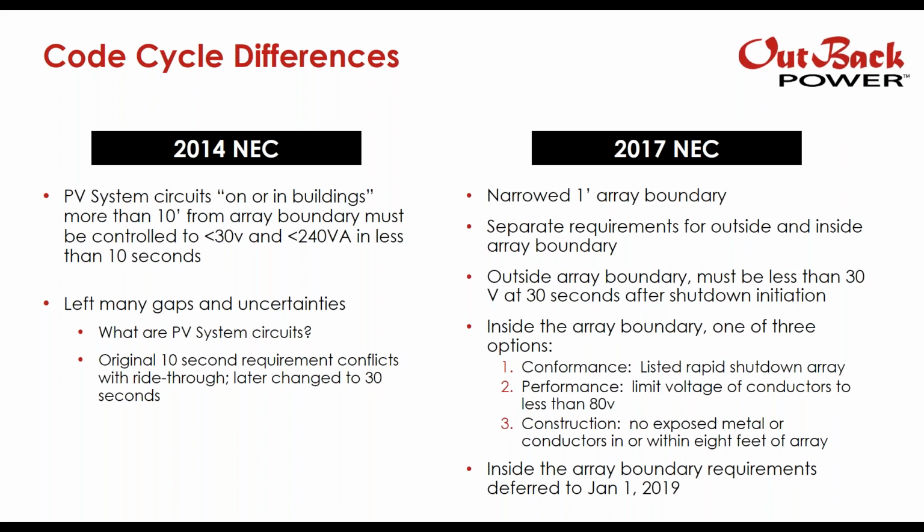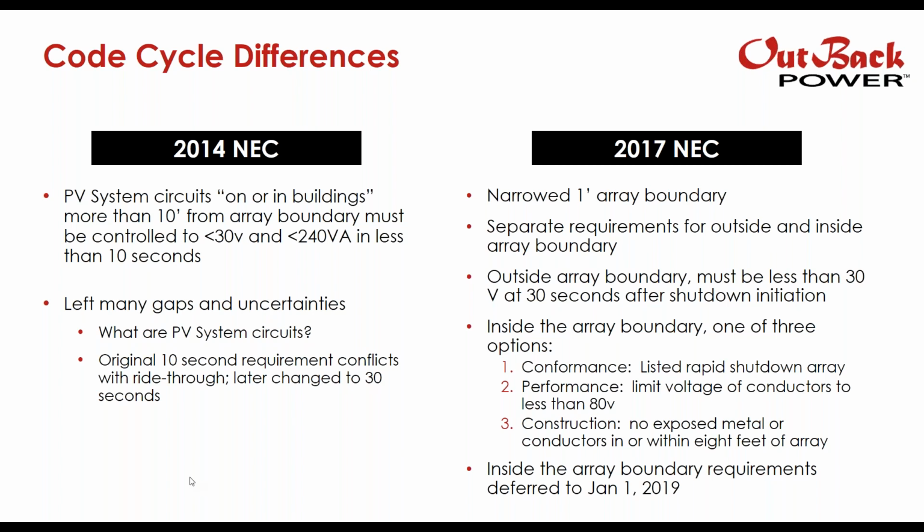The first one is conformance, so you can get a listed rapid shutdown array. The second one is performance, so you can limit the voltage of conductors to less than 80 volts. And there's construction: no exposed metal or conductors within 8 feet of the array. So these are the 3 different options that you can choose. You don't have to do all 3, you just have to do one of them in order to comply with the array boundary requirements.